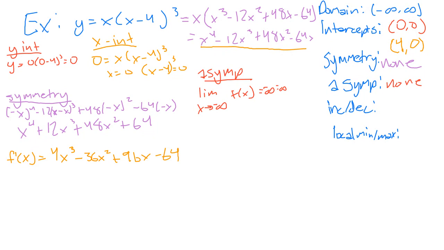All right, let's see what we can do here. We can pull out a 4, which is going to get us x cubed minus 9x squared plus 24x minus 16. All right, let's see if this does anything.